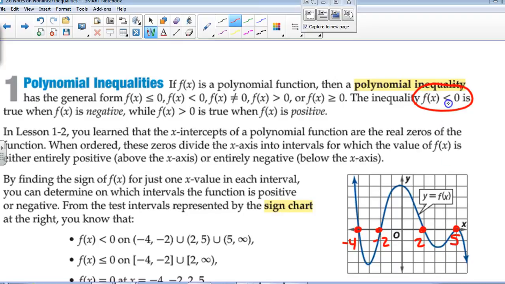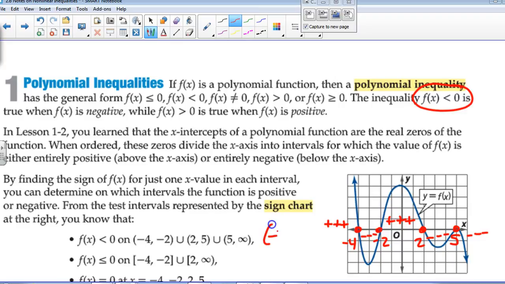Where is this graph less than 0? What values of x make y less than 0? Well, out here the graph is above the x-axis. In between these it is negative. In between here it is positive. In between these it is negative. And out here it is negative. Which of those work as less than 0?